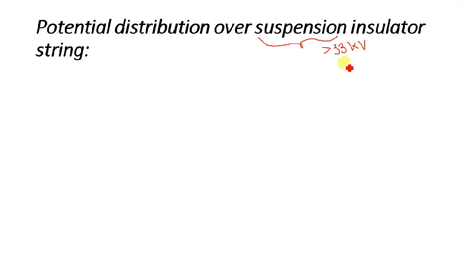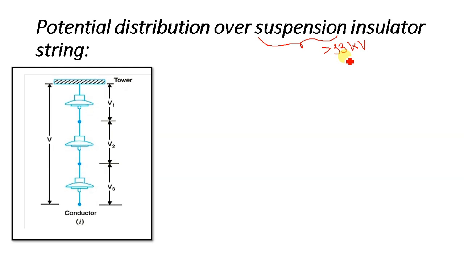When the voltage level is beyond 33 kV, we have to use the suspension type insulator. Here you can see this is your tower, the body of the tower, and this is nothing but the cross arm. And this is your suspension type insulator where three discs are connected. This is disc number 1, disc 2 and disc 3.